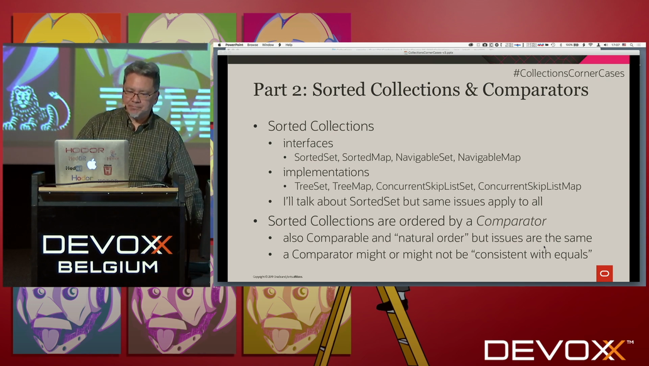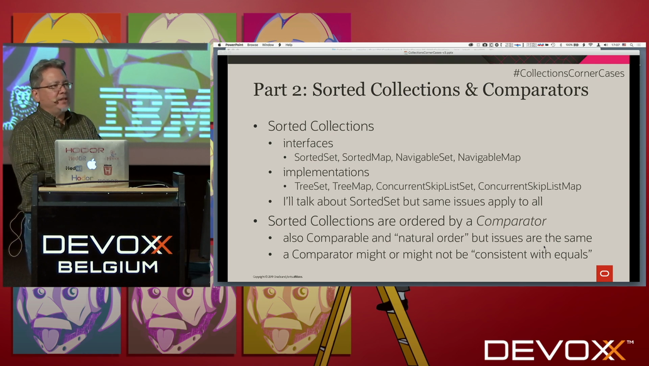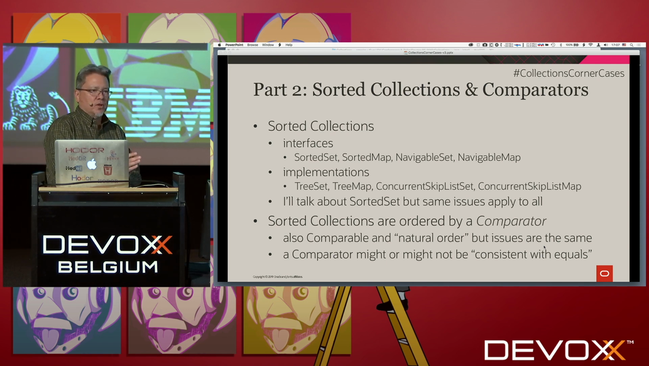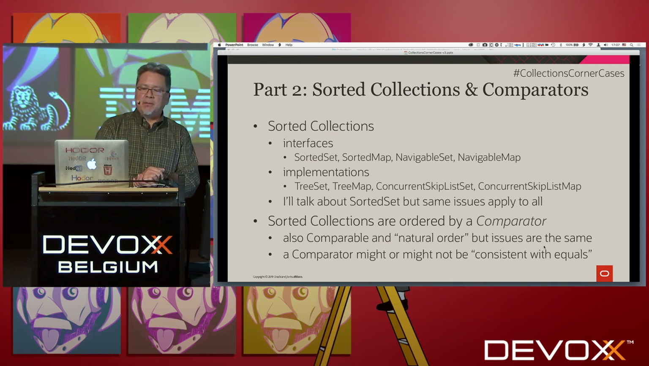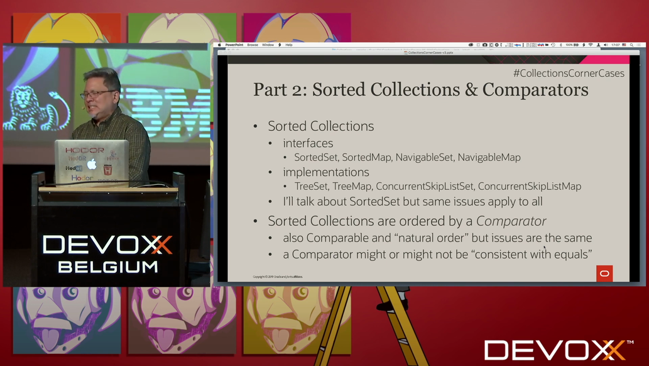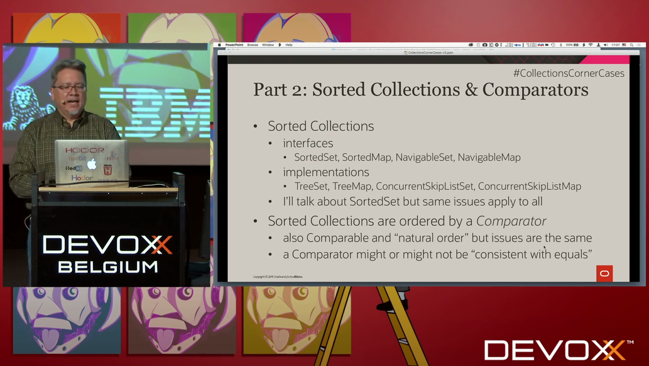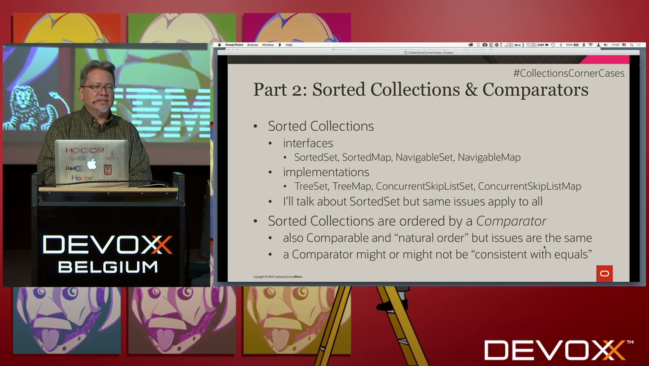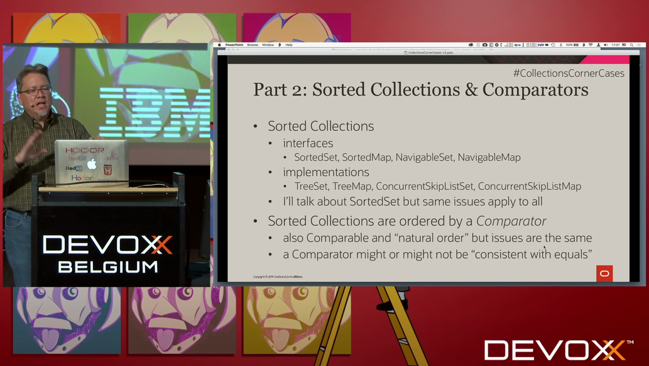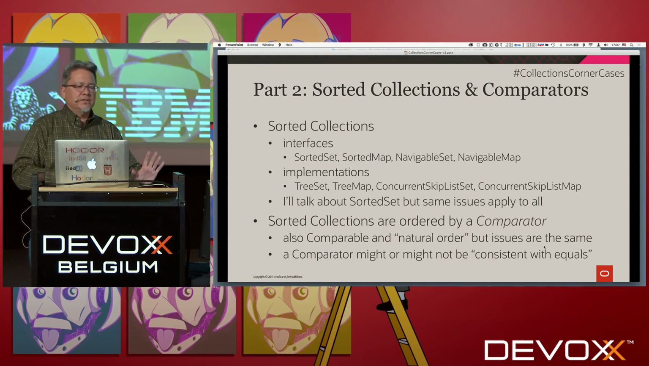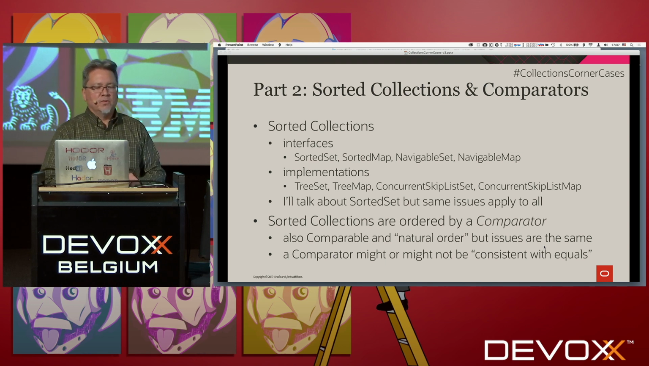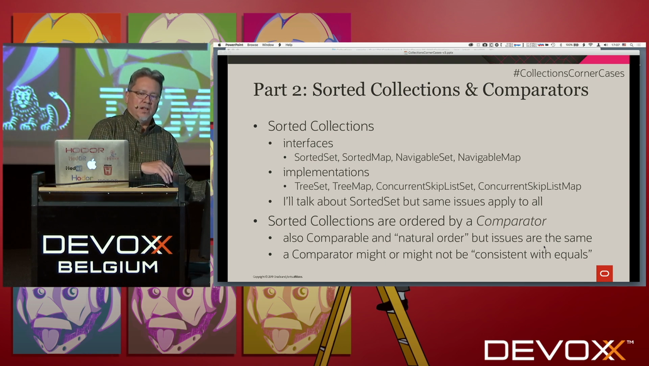All right. So there's a whole family of interfaces that are sorted. There's sorted set, sorted map, navigable set, and navigable map. That's kind of a mouthful to say. And there are a few implementations: tree set, tree map, concurrent skip list set and map. They all have kind of the same properties. So henceforth, I'm just going to say sorted set because it's the easiest one to work with. But this really applies to all of these.